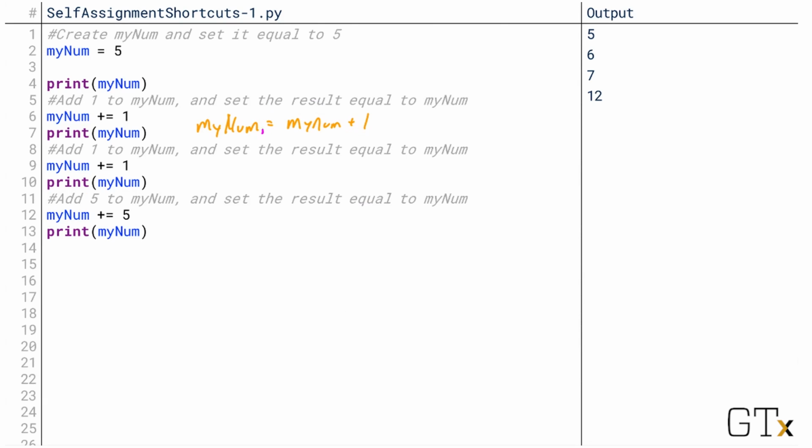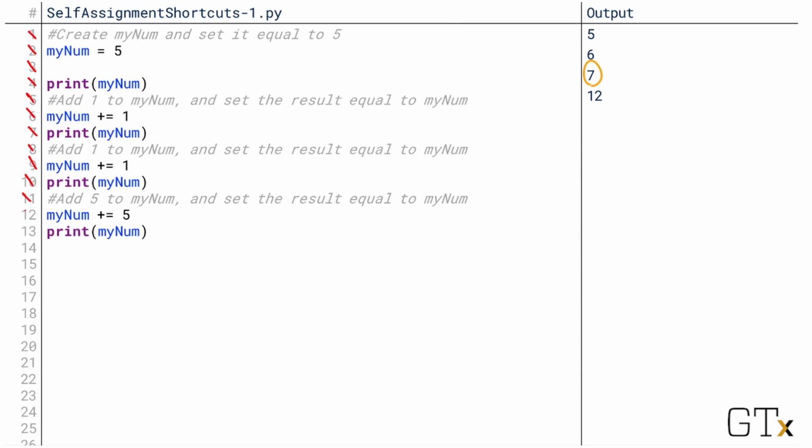This method basically collapses down the equals, the variable name, and the operator down just into that shortcut operator, plus equals. So running this code, line 2 creates the variable mynum and gives it the value 5. Line 4 prints it, and sure enough we see its current value is 5, as we expected. Line 6 adds 1 to mynum. Mynum plus equals 1 means add 1 to mynum. Line 7 prints the result, which as we expect is 6. Line 9 does the same thing again, and line 10 prints another expected result, 7, same as before.